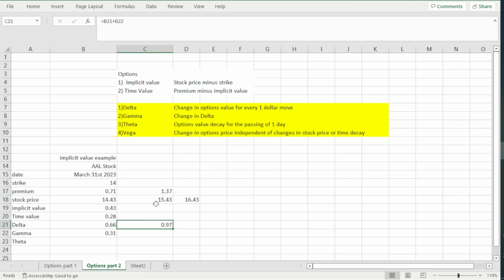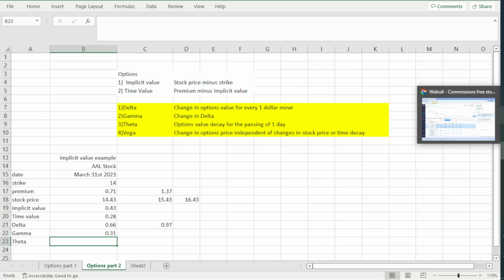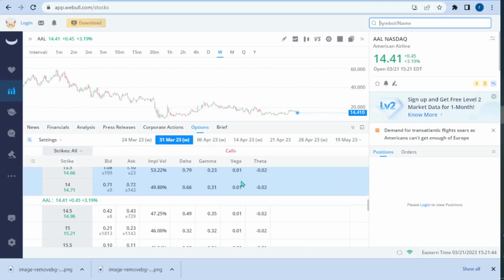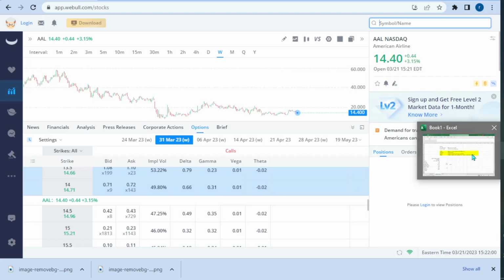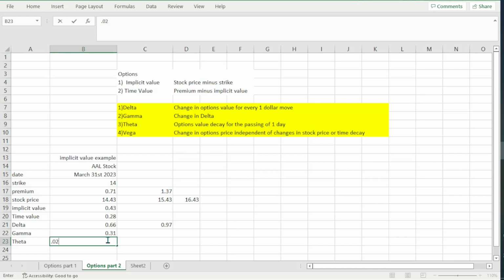So gamma is always looking at, after $1 and another dollar, so basically $2 in, how is this going to change the delta? Now let's look at theta. Theta, as we mentioned, is the option's value decay for the passing of 1 day. Theta is minus 0.02. So for every 1 day that passes by, our option's premium is going to go down by 2 cents, AKA $2. Let's write that down: 0.02, with a minus sign in front of that.